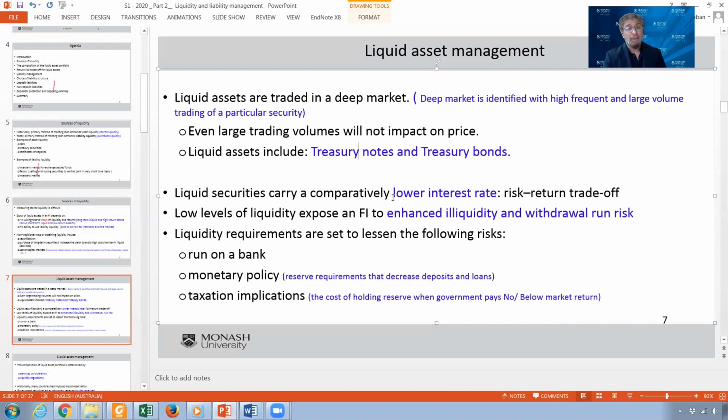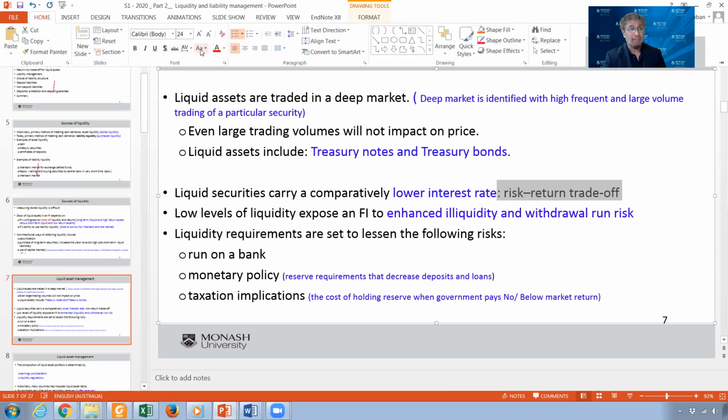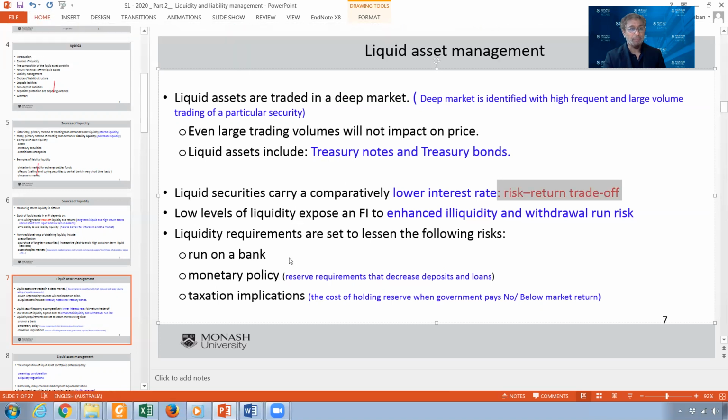You can sell them. They bring a low interest rate, and this is how you avoid liquidity risk, but you compromise the return. So here we have what we call the risk-return trade-off. Low levels of liquidity expose a financial institution to enhanced liquidity and withdrawal run risks. This we already know.